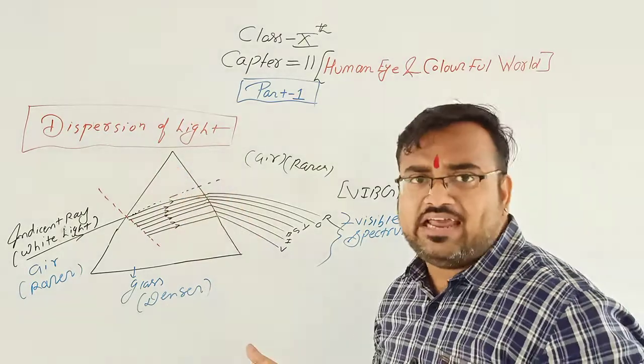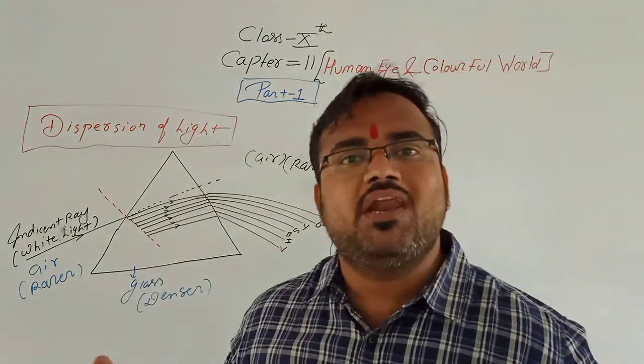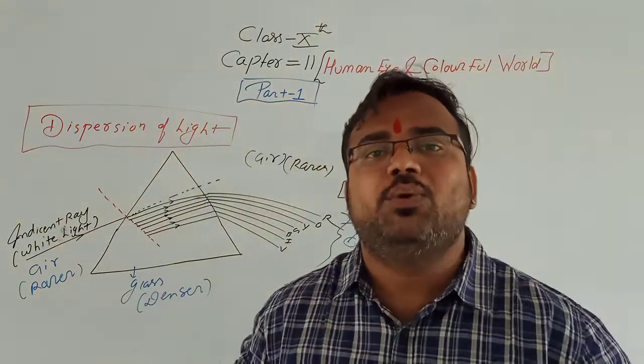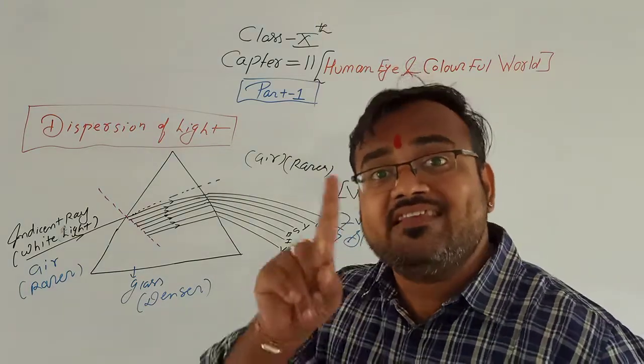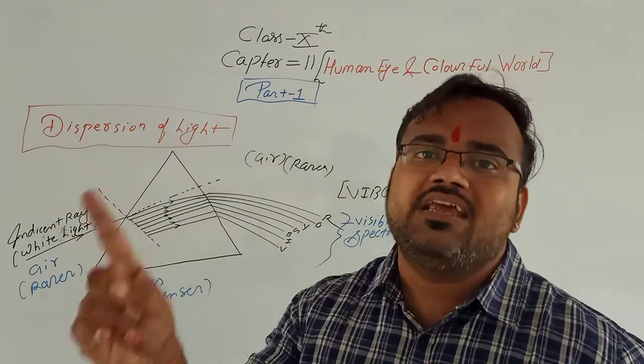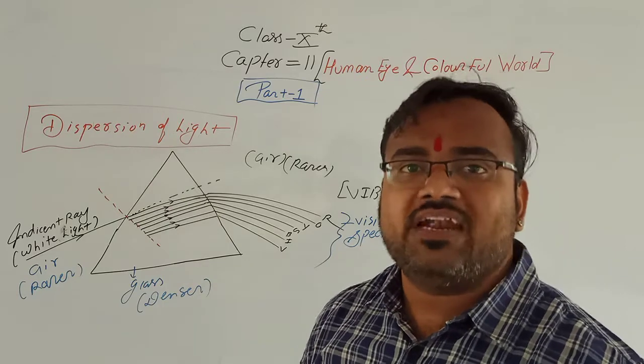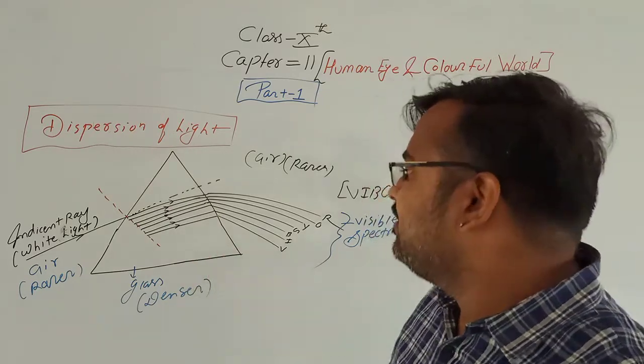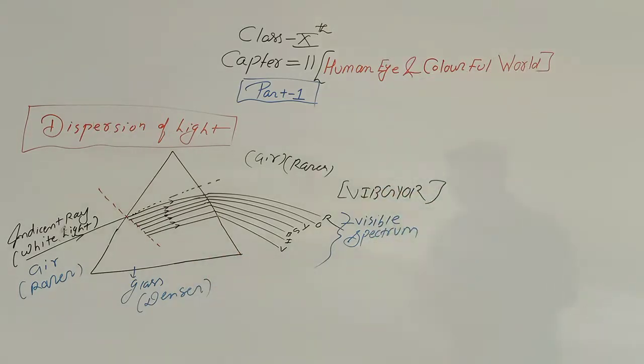What is dispersion of light? Dispersion is a phenomenon in which white light is spread into its 7 constituent colors when it is transmitted through a refracting medium, that is glass or prism. Okay, you can draw this.